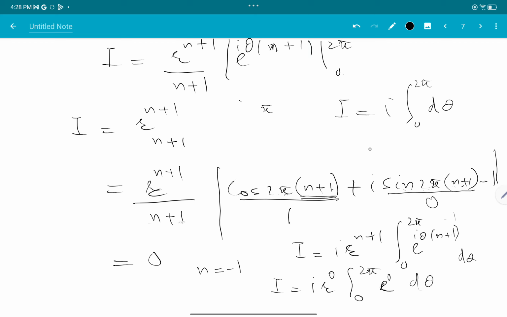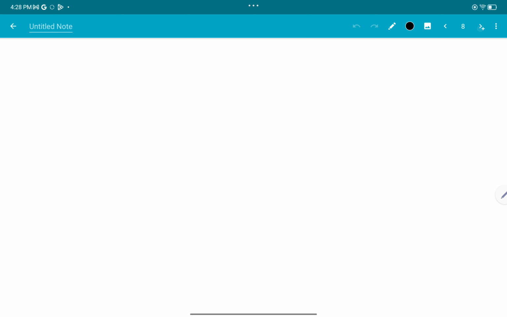Now that is a simple integral. It is equal to i into the integral of d theta, that is theta, from 0 to 2 pi. So our final answer for n equal to minus 1 is that this integral is equal to i into 2 pi minus 0, that's 2 pi. Simply, the value of the integral is 2 pi i. So we have the final result.